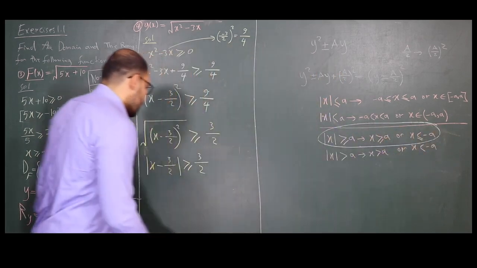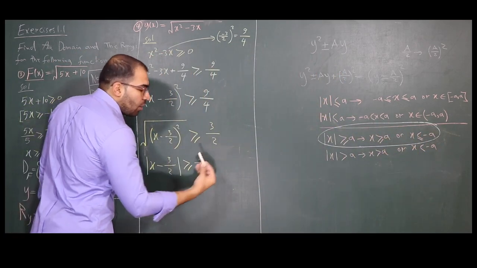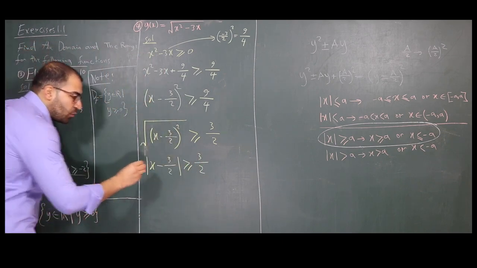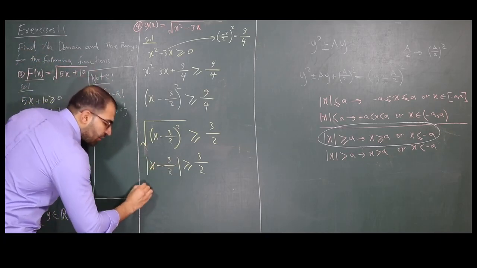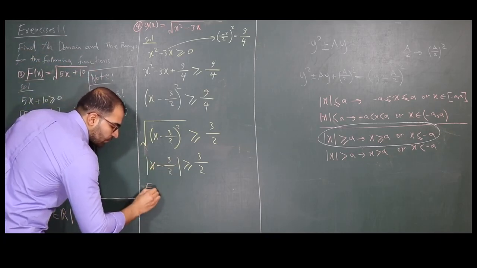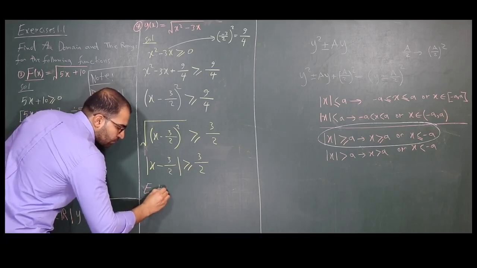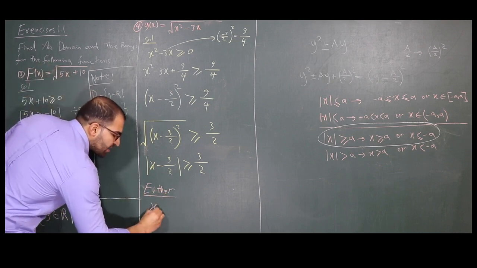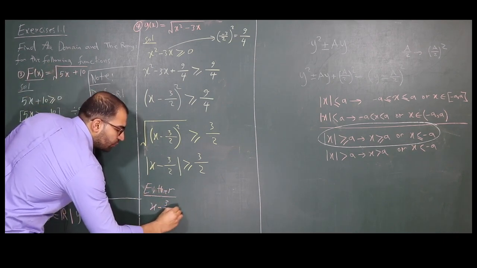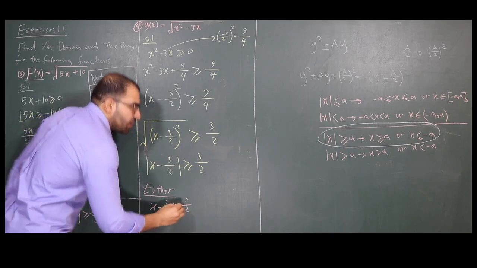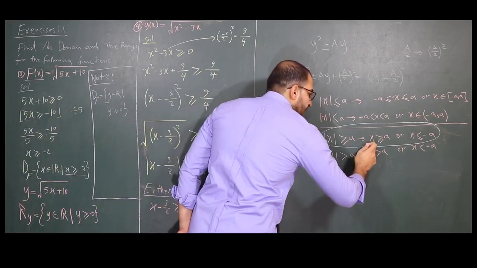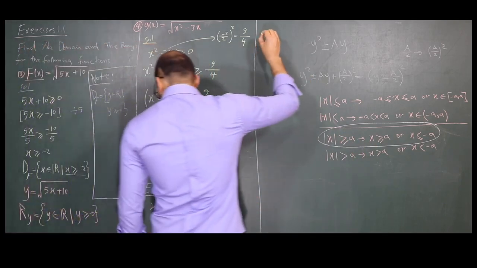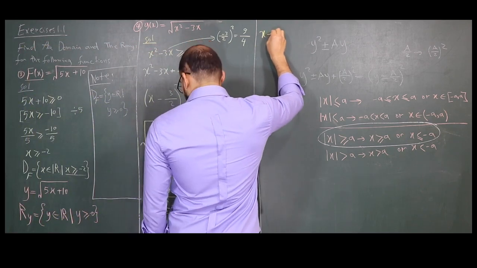So we have this case in this example. We have an absolute value greater than or equal to a constant, which is 3 divided by 2. So I'm going to have two cases. Either case 1: x minus 3 divided by 2 is greater than or equal to 3 by 2, which is to take the same expression and make it greater than or equal to the constant, and I'm going to rewrite it up there.